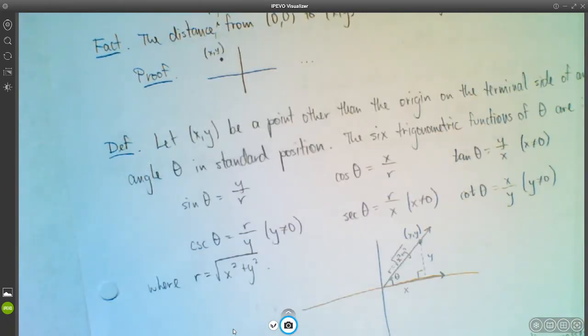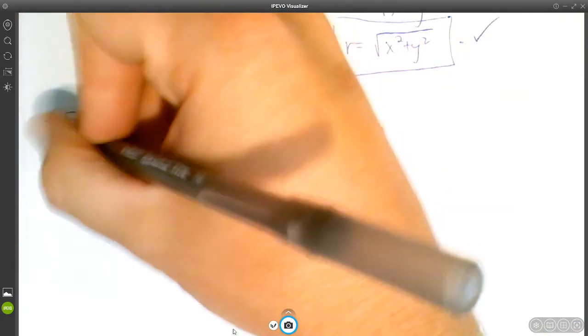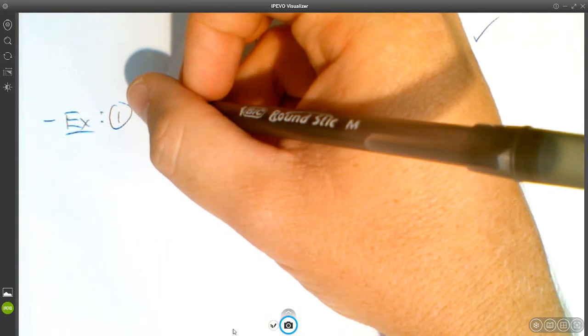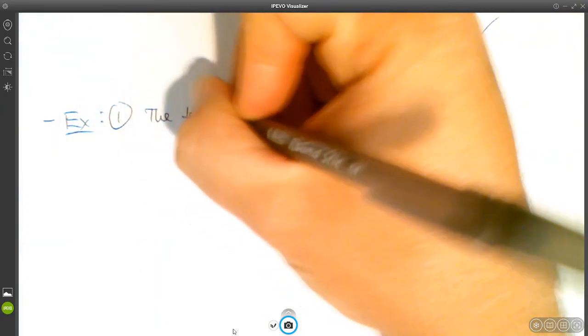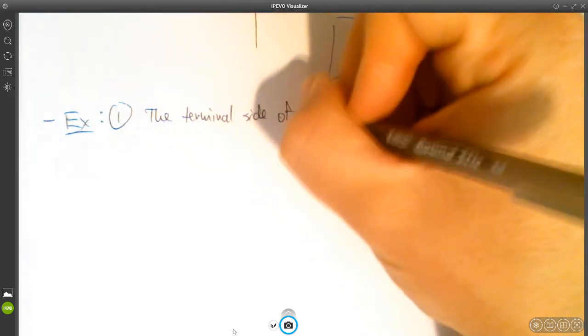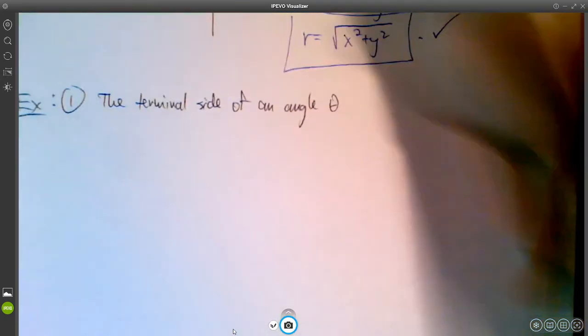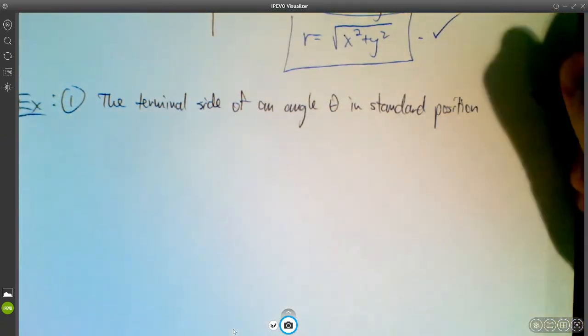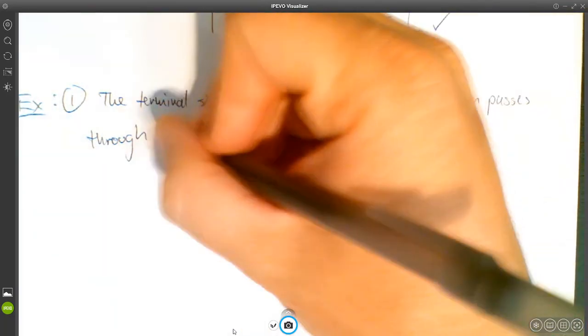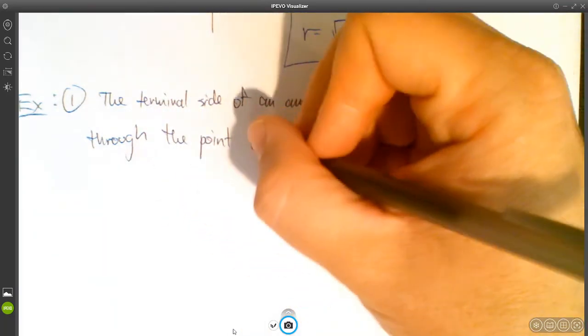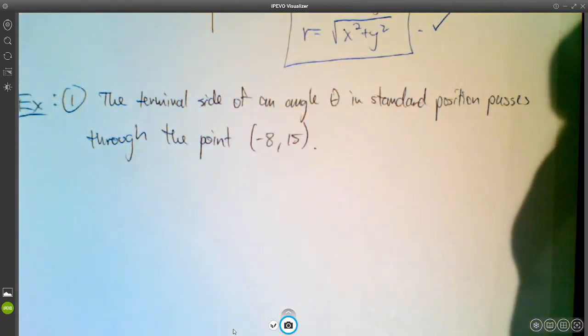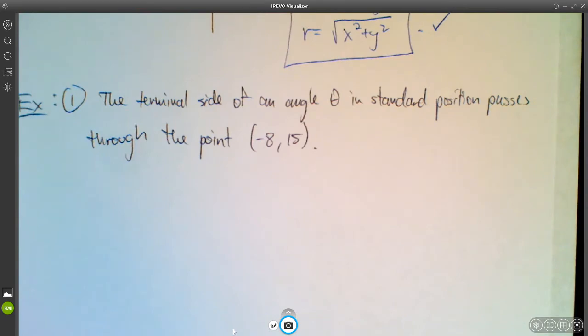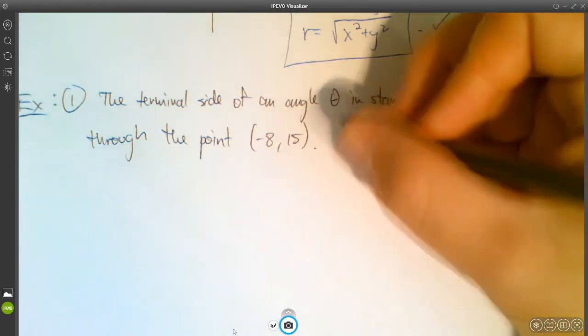So let me give you an example of this. Let's say the terminal side of an angle theta in standard position passes through the point -8, 15. Okay, so the terminal side of an angle theta in standard position passes through the point -8, 15. Find the values of the 6 trig functions of theta.